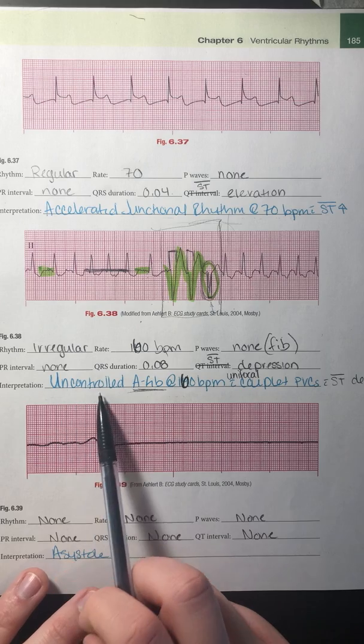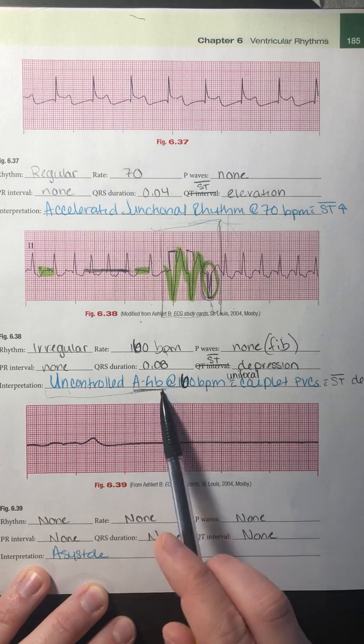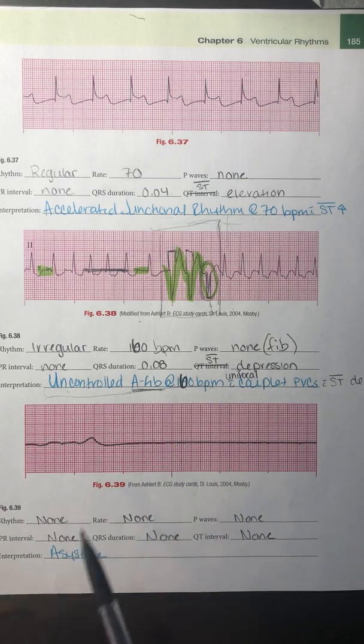So for my interpretation, just looking at this first part, the underlying rhythm, I have uncontrolled AFib at 160 beats per minute. It's uncontrolled because the rate is over 100 beats per minute. You may also see that labeled as AFib with RVR. And RVR means rapid ventricular rate. And usually we call it AFib with RVR if the rate is over 150 beats per minute, because we know that our cardiac output's going to drop. So we just kind of single that one out by calling it RVR. So you may hear that term being thrown around.